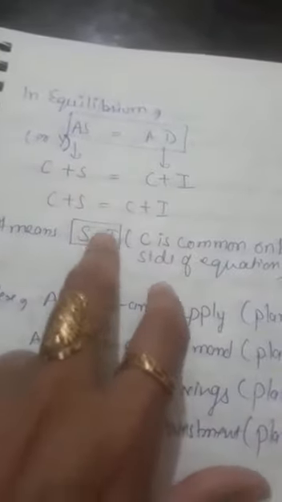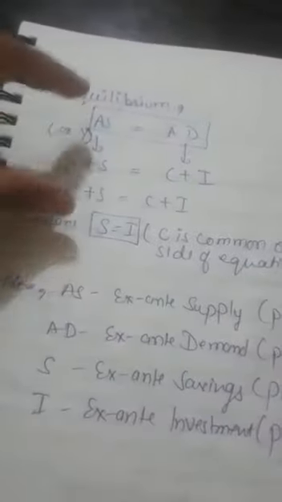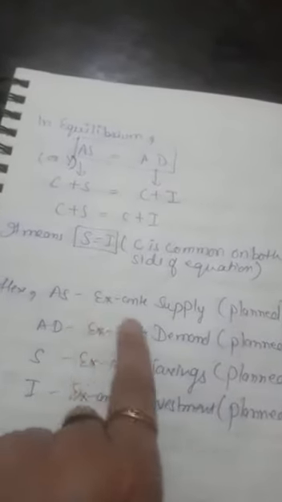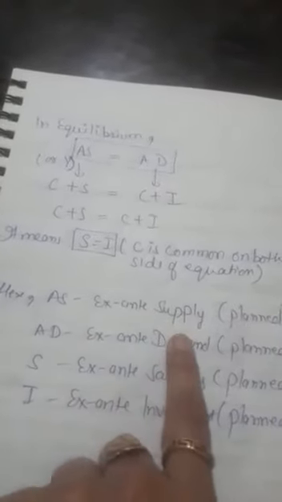Clear? Now look at this equation. You are seeing that C is common on both sides, so we can cut it out and we have the equation S is equal to I, means saving is equal to investment. Clear? So under equilibrium, AS is equal to AD as well as S is equal to I. Remember that all of these concepts, AS, AD, savings and investment, are planned concepts, not actual concepts. That's why they are termed as ex ante. Ex ante supply, ex ante demand, ex ante savings and ex ante investment. Clear? So ex ante refers to planned concepts.